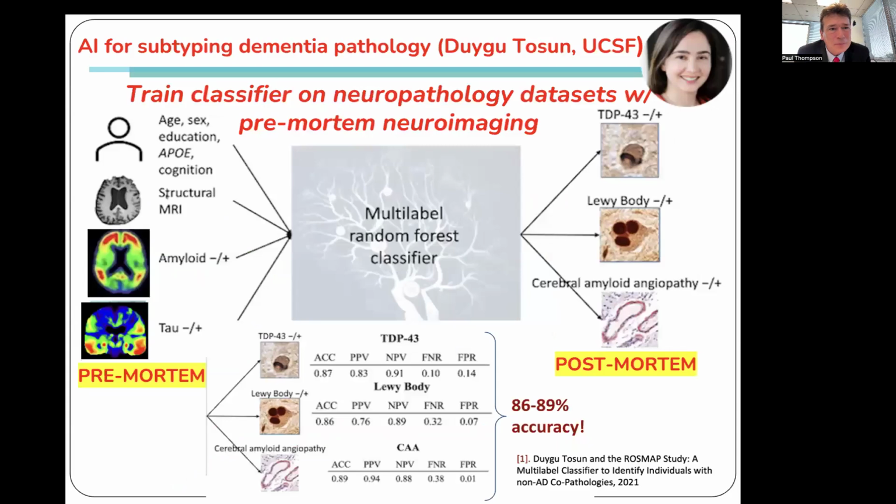Another application that here has been developed by Duygu Tosun at UCSF is to try and predict the pathology that a person has in their brain based on their neuroimaging. Now, if you have post-mortem data, you can see a number of things that aren't detectable on in vivo neuroimaging. And if you have both pre-mortem and post-mortem data from somebody, you can try and train a network, in this case, a random forest network, to infer whether there are different types of molecular pathology, Lewy bodies, TDP-43, cerebral angiopathy, and these can be trained with really quite excellent accuracy.